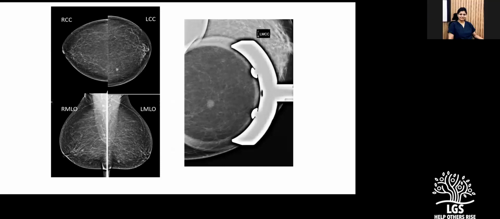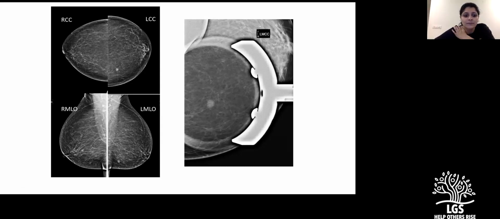Sure, ma'am. So here you see a right CC, the usual views that you take for a mammogram. She's also got, I would say, more towards a fatty breast. There's not much dense tissue that you see here. But you can see a small dense lesion in the left breast. If you look at the left CC view, this corresponds to the inner part of the breast. And when we go to the MLO view, you can see it's nicely sitting there in the lower outer quadrant.